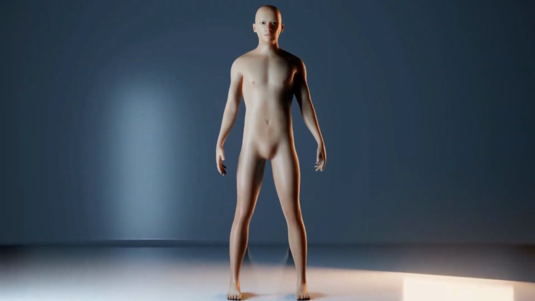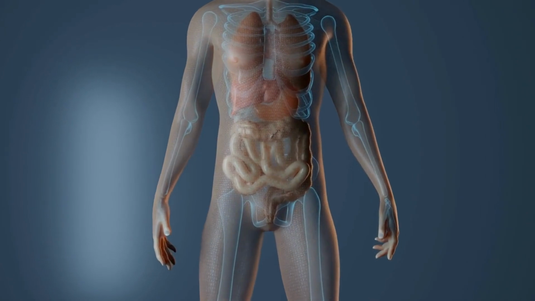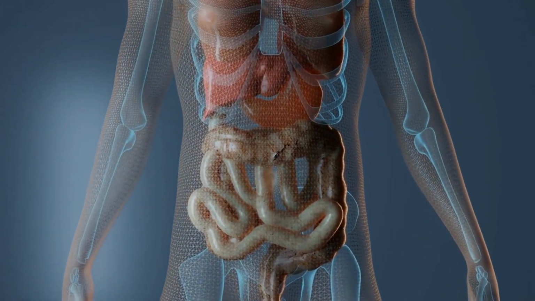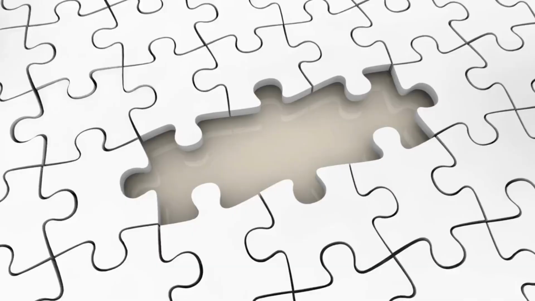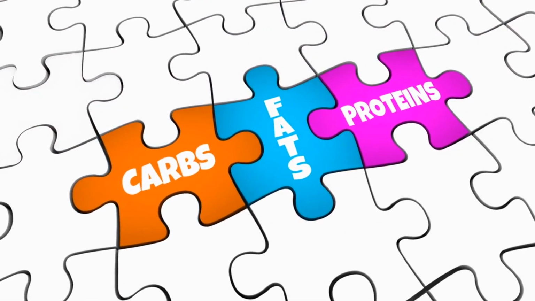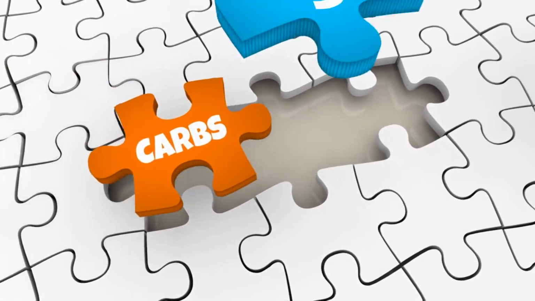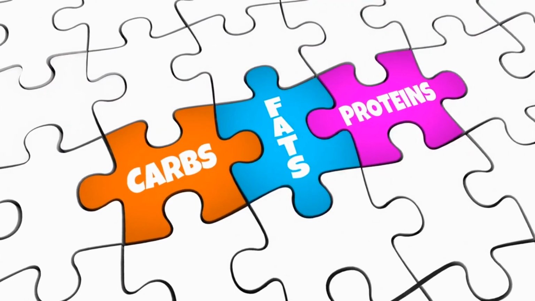The lining of the small intestine contains specialized cells that produce intestinal enzymes, which further break down the chyme into smaller nutrient molecules. Carbohydrates are broken down into simple sugars: glucose, fructose, and galactose. Proteins are broken down into amino acids, and fats are broken down into fatty acids and glycerol.